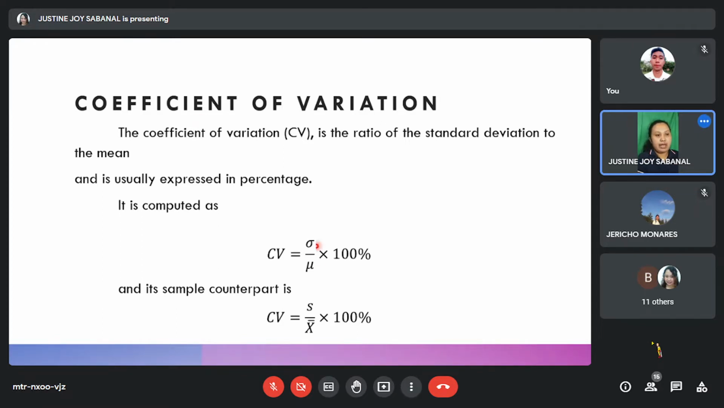So for the coefficient of variation of population, that is population standard deviation divided by the population mean times 100%. And for its sample counterpart, that is sample standard deviation divided by mean times 100%. So, dito, yung mga percentage na magka-create natin, yun po yung magsasabi kung gaano kadami na mga possible data ang nagdi-deviate. So, ibig sabihin, medyo malayo yung position ng data na yun dun sa mean na na-compute natin.